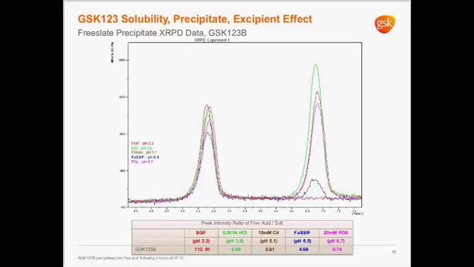On the left side of the pattern, at around 5.5 degrees, the presence of free acid is evident, even though no free acid was placed in the vials at the start of this particular experiment. What this tells us is that after 3 hours, some of the salt form converts to the parent free acid. And in the case of SGF, which is the red colored trace on the screen, the conversion from salt to free acid is complete.